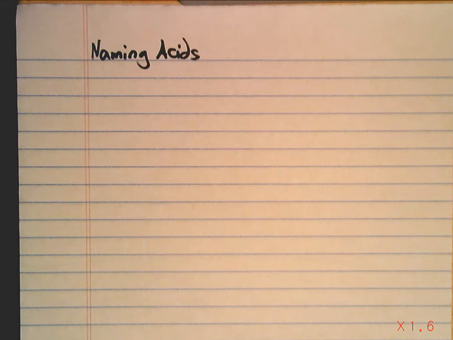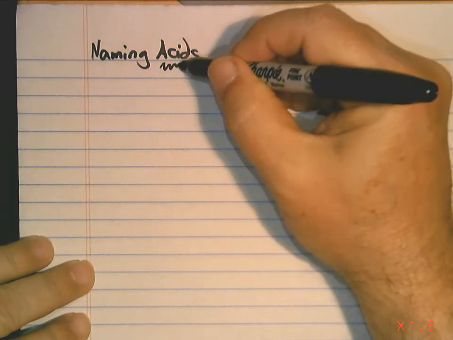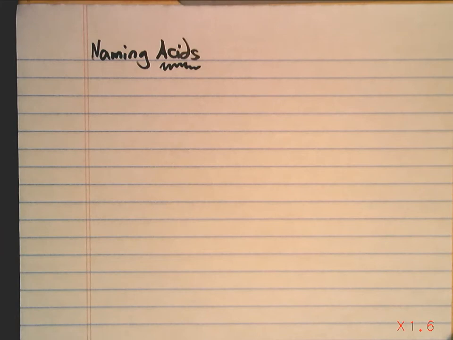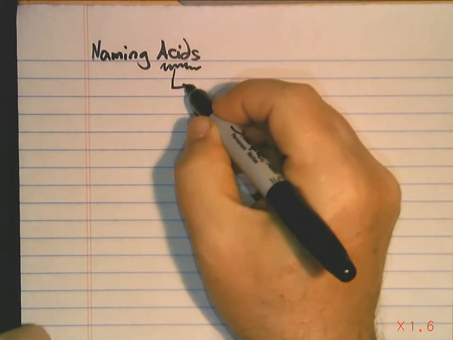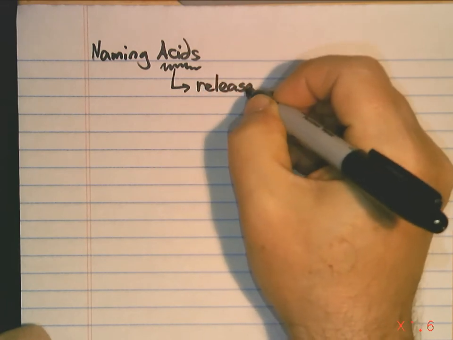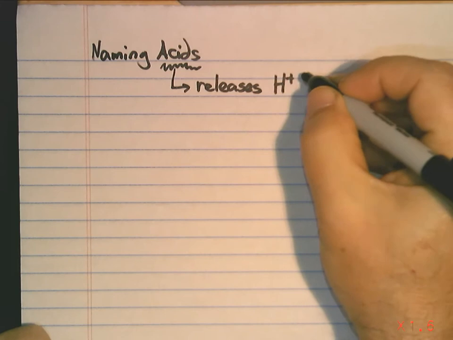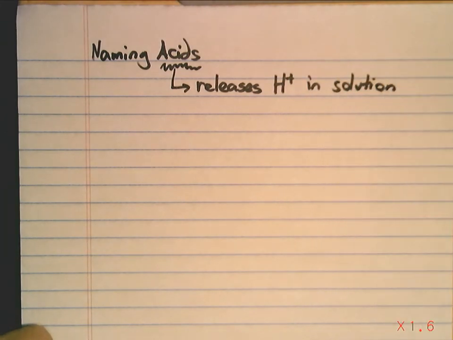In this video, we're going to learn how to name simple acids. Now, before we start, let's be clear on the definition of the word acids. Let's make sure we know what we're naming here. An acid is any compound that releases hydrogen ion in solution. So an acid, by definition, can release hydrogen ion in solutions.